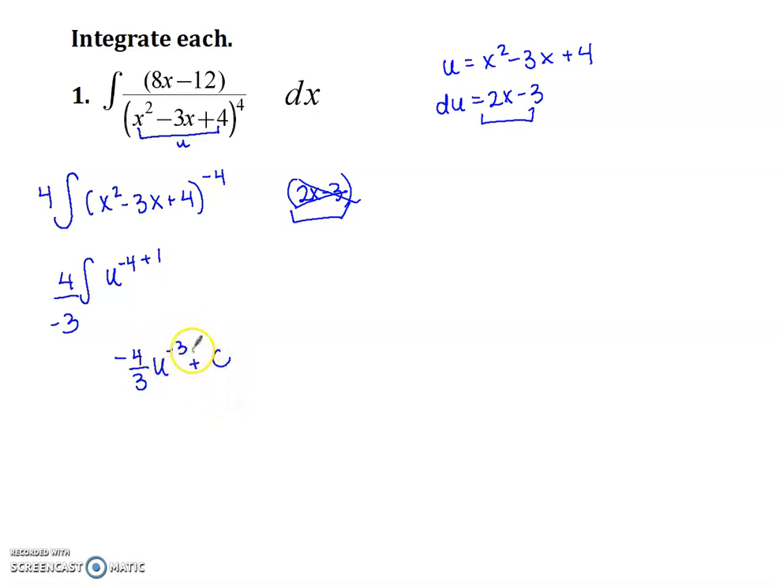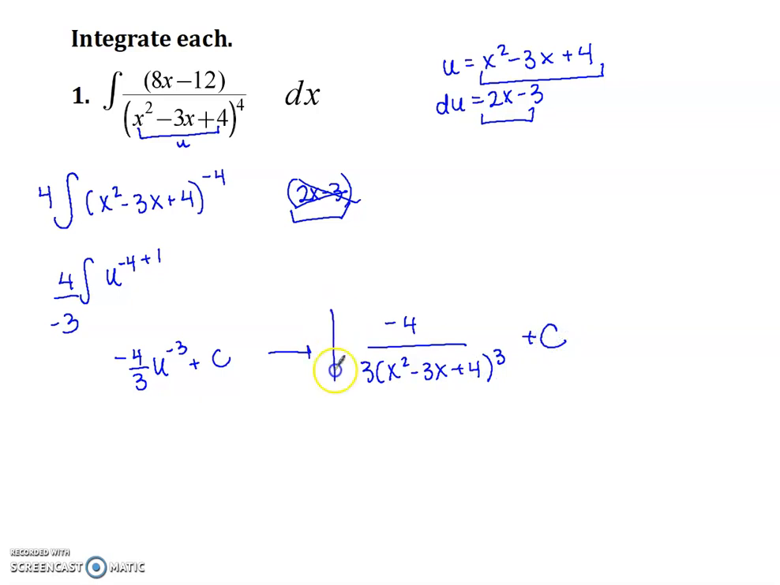Then the last thing I need to do is take this negative exponent, move it back to the bottom, and I also need to replace the u back with the x squared minus 3x plus 4. So our final answer here is going to be negative 4 over 3 times x squared minus 3x plus 4 to the third plus c.